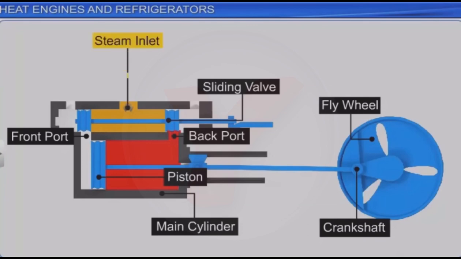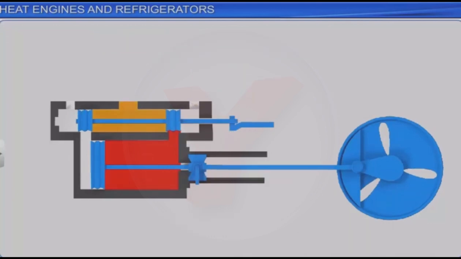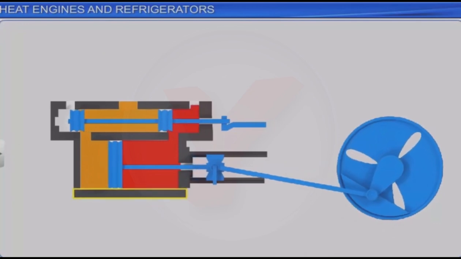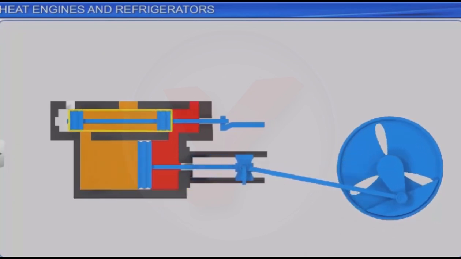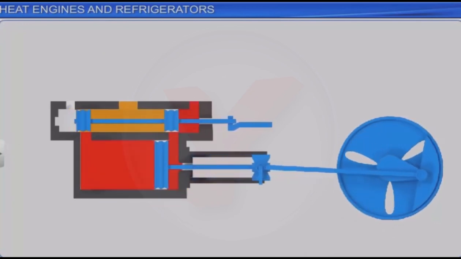At the top of the chamber, there is a steam inlet and a steam outlet through which steam is allowed to enter or leave the cylinder respectively. The flow of steam into the main cylinder is controlled by the movement of the valve. Now, let us study the working of the steam engine.